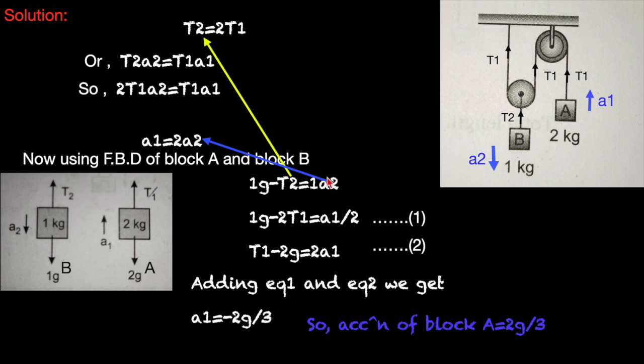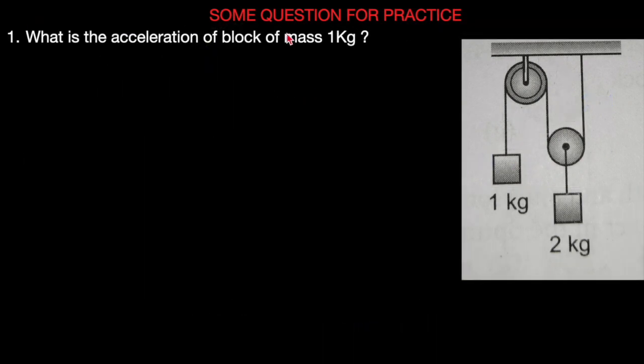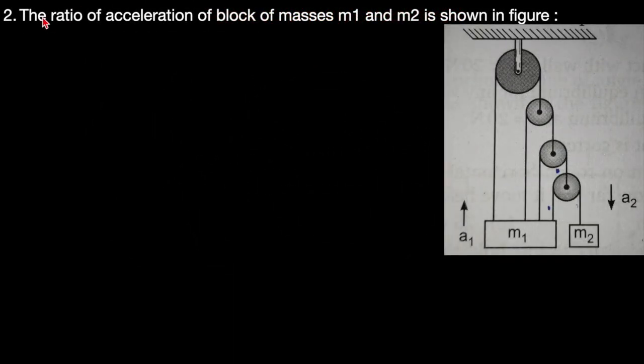How can the trick help us to solve this question very easily? Now I hope that you understand the trick and how to apply the trick. So let me give you some questions for your practice. Question number 1 is, what is the acceleration of the block of mass 1 kg? Here you have a block of mass 1 kg and you have to find the acceleration of this block. Question number 2 is the ratio of the accelerations of the blocks of masses m1 and m2 as shown in the figure. You have to find the ratio of accelerations, that is a1 by a2, in this question, and here is the figure.